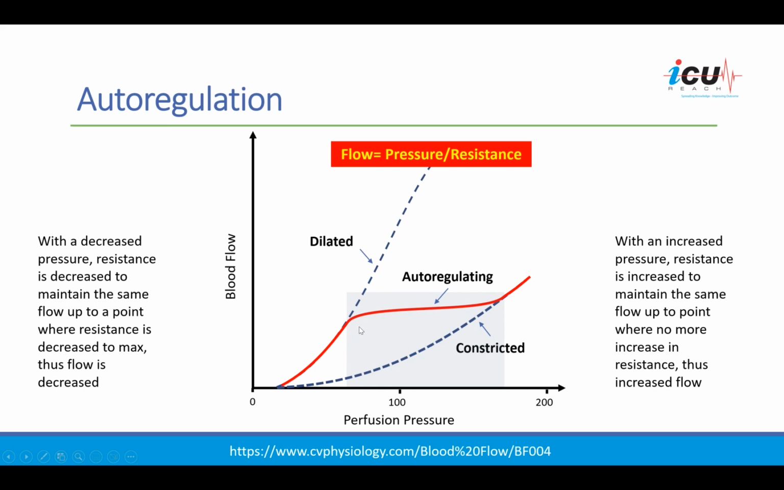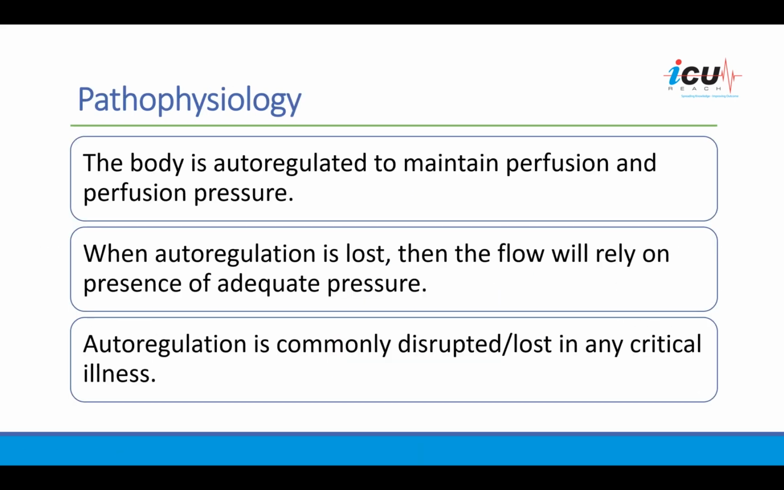Now we will see that in critically ill patients, this autoregulation is disrupted and there is a direct relationship between the perfusion pressure and the blood flow, and we'll see that the blood flow would decrease if there's a decrease in the perfusion pressure. So the body is autoregulated to maintain perfusion and perfusion pressure. When autoregulation is lost, then the flow will rely on the presence of adequate pressure. And autoregulation is commonly disrupted or lost in any critical illness.